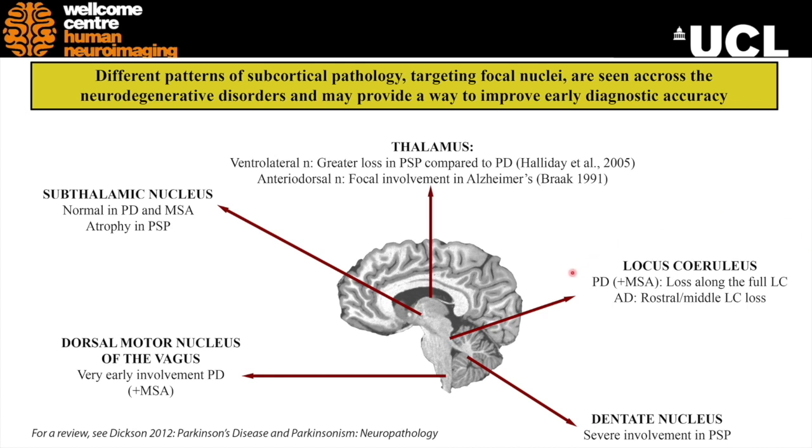And interestingly, in Parkinson's disease and MSA, you seem to find cell loss across the full extent of this structure, whereas in Alzheimer's disease, it's more focal and limited to the rostral middle portion. And then, as mentioned also, the dorsal motor nucleus of the vagus is involved very early on in Parkinson's disease.